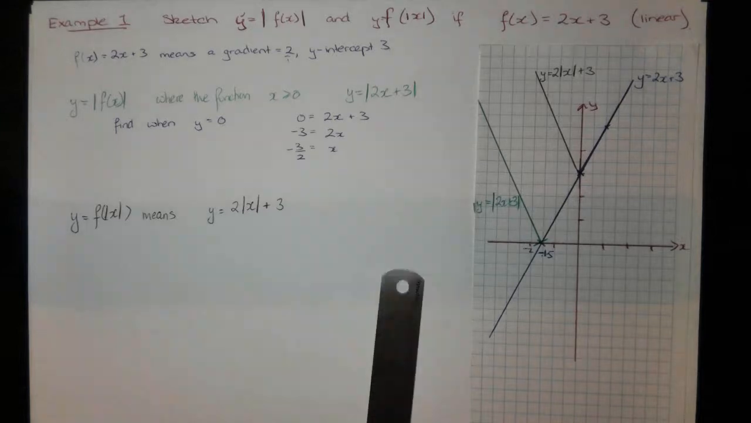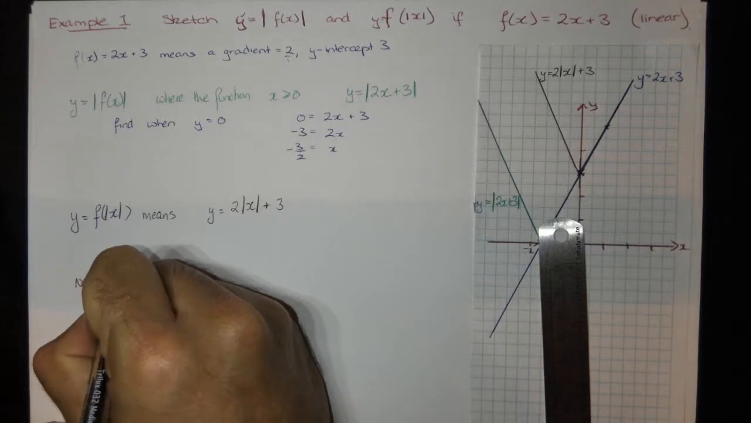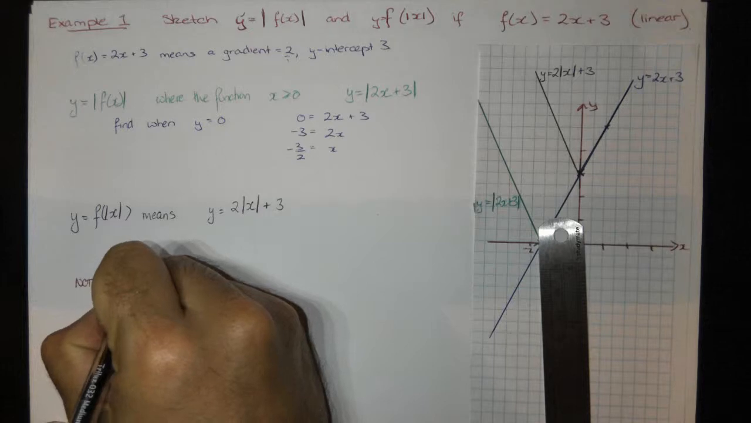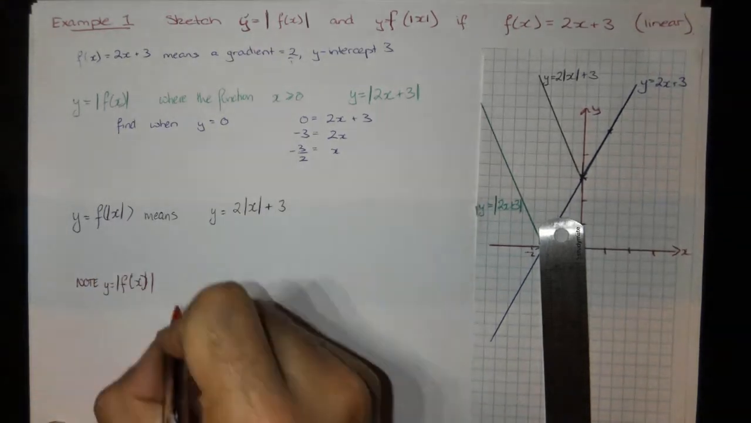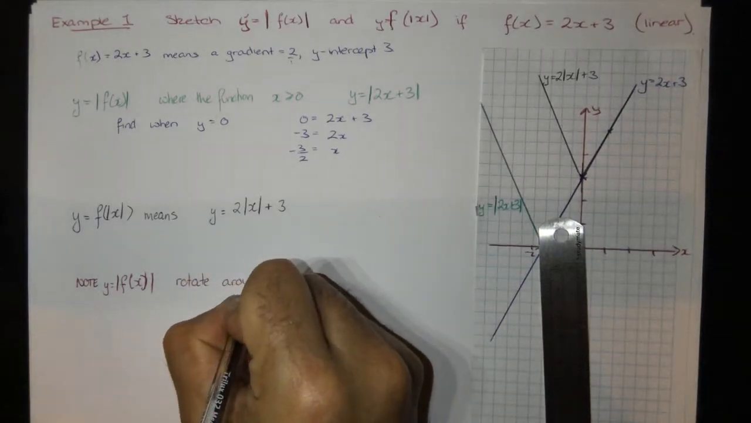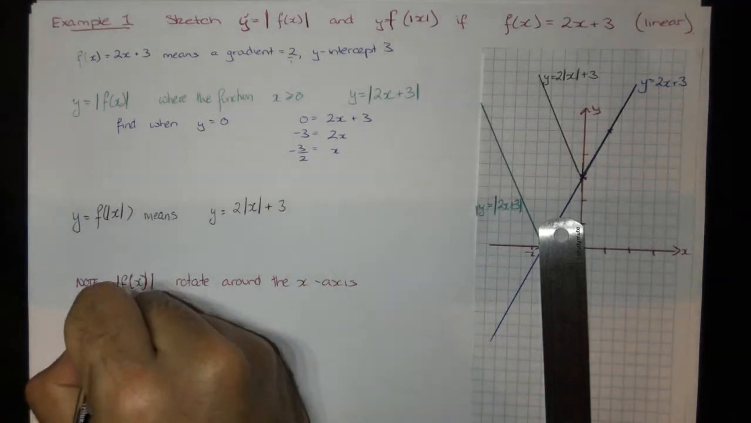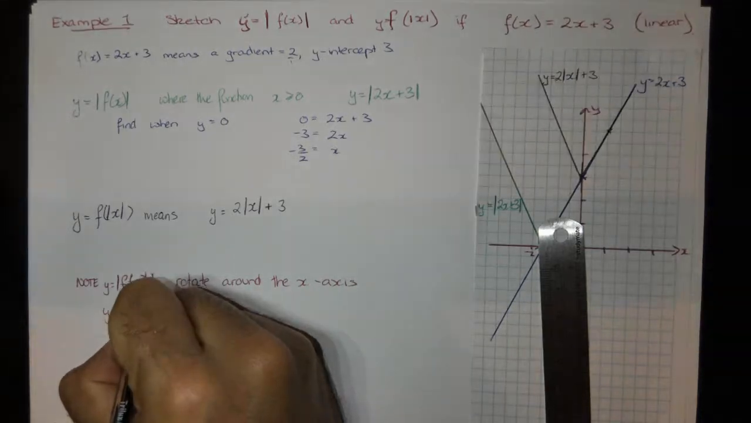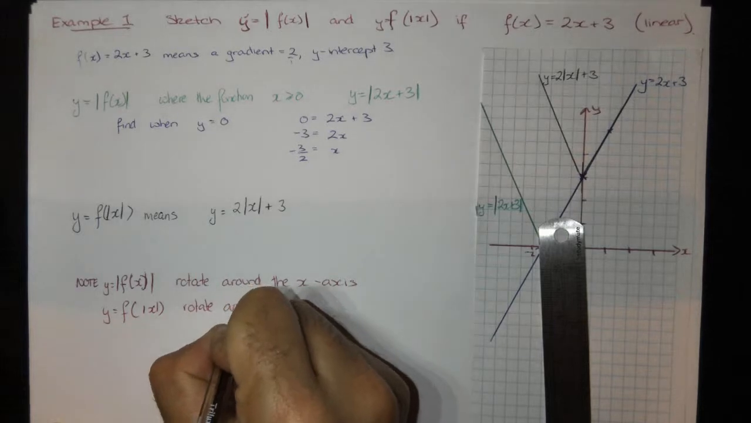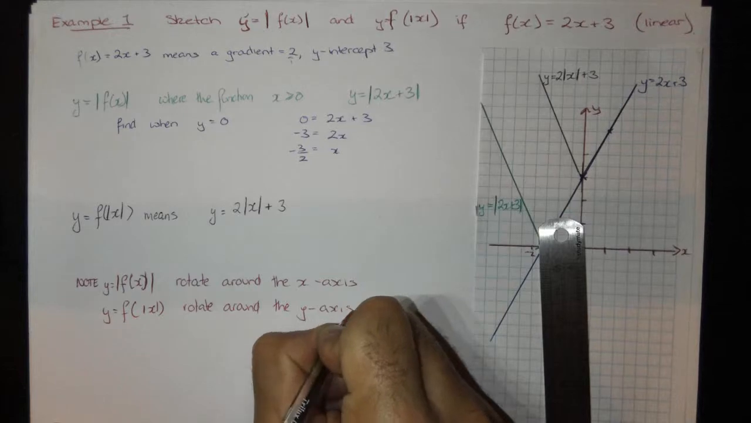Okay, so note, when y equals the absolute of f of x, reflect around the x-axis, and when y equals f of absolute x, reflect around the y-axis.